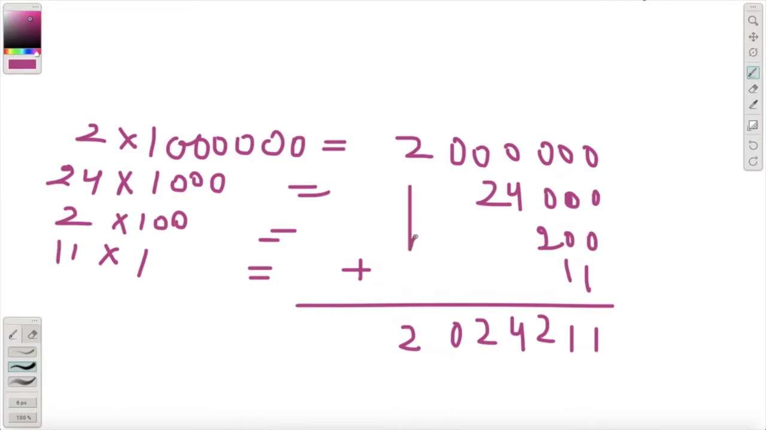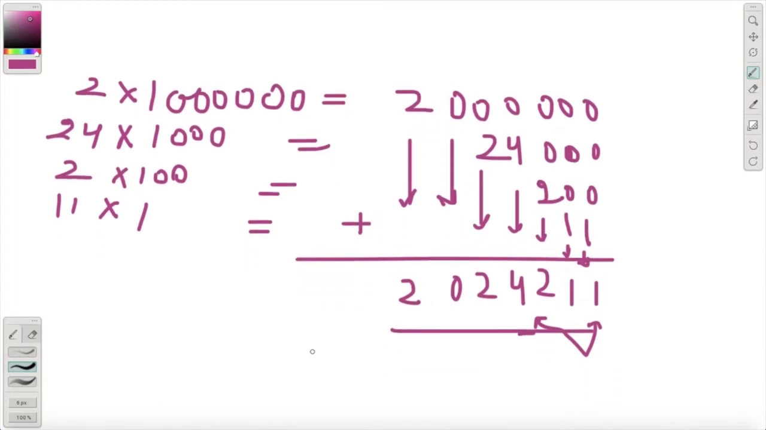So we can see it here: 2, 0, 2, 4, here 2, 1, 1. So our standard form is 2,024,211. We can see that after 2 we have 6 digits, which is our 6 zeros. Then after 24 we have 3 digits, which is our thousands, and then the rest of the 200s and 11.